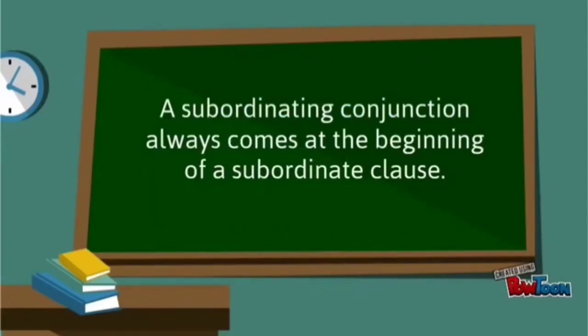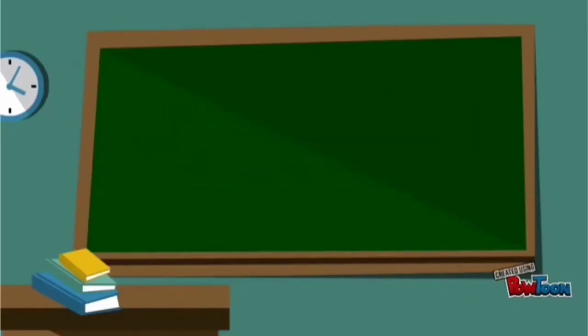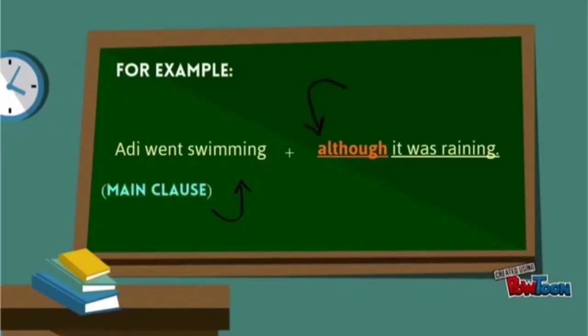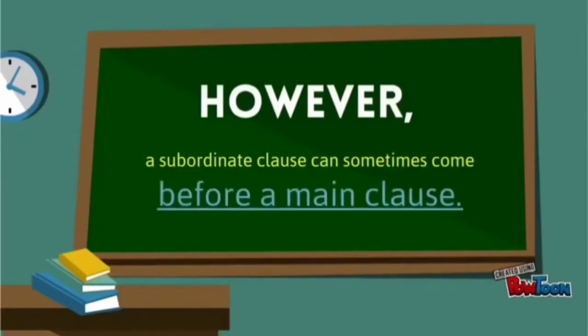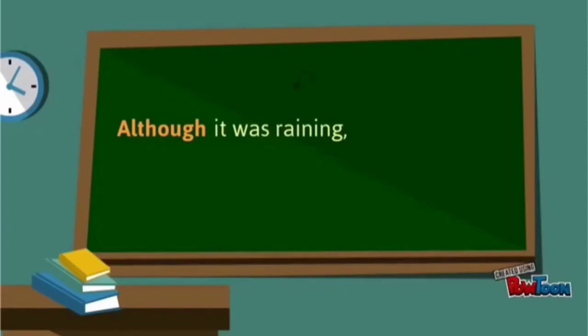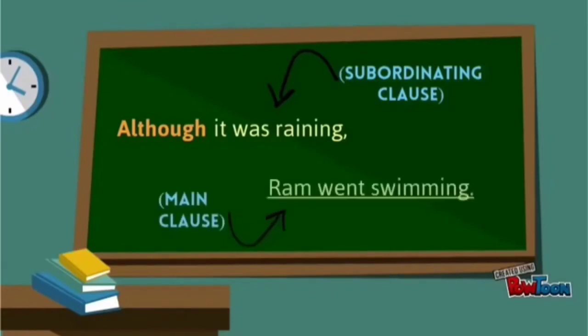A subordinating conjunction always comes at the beginning of a subordinate clause. For example, Adi went swimming, although it was raining. Here, "Adi went swimming" is a main clause, "although it was raining" is a subordinate clause. However, a subordinate clause sometimes comes before a main clause. For example, although it was raining, Ram went swimming. Here, "although it was raining" is a subordinate clause. "Ram went swimming" is a main clause.